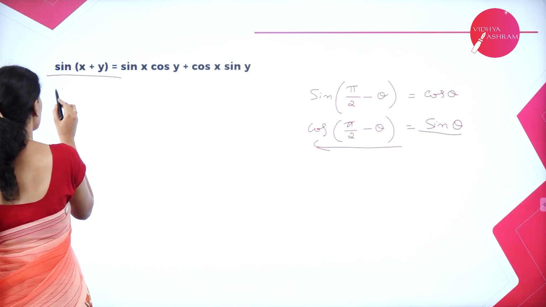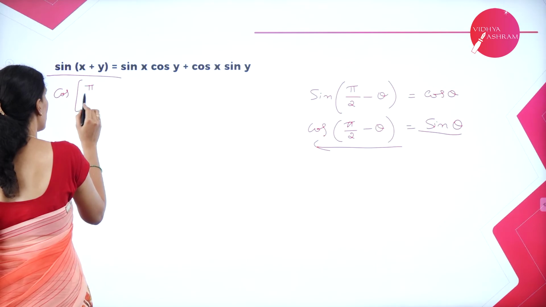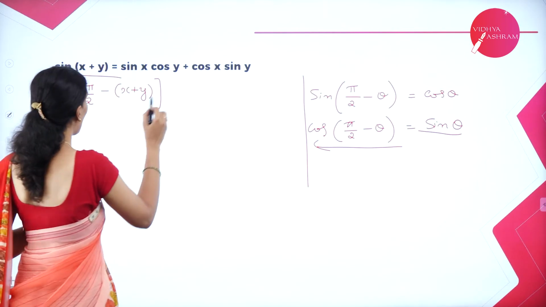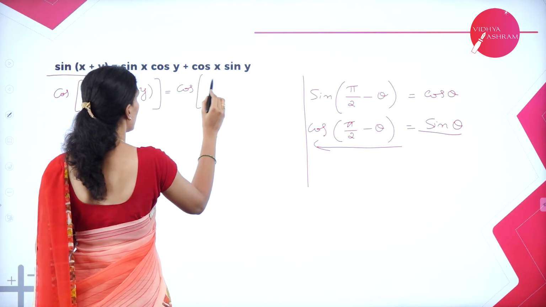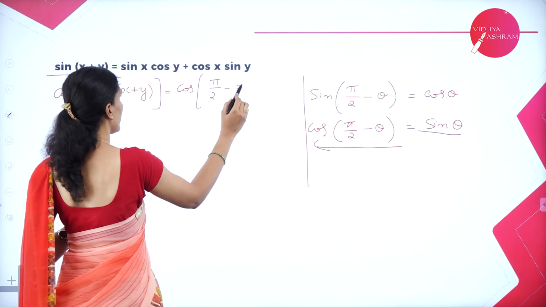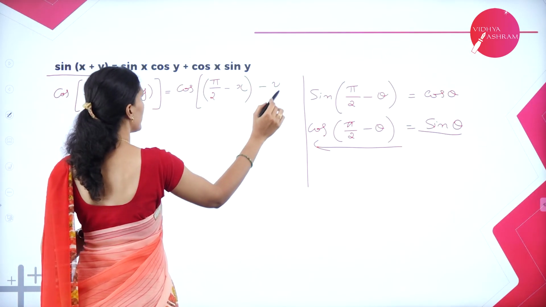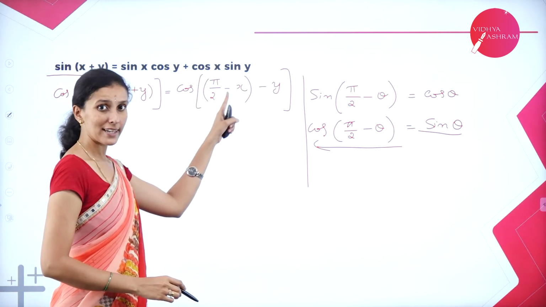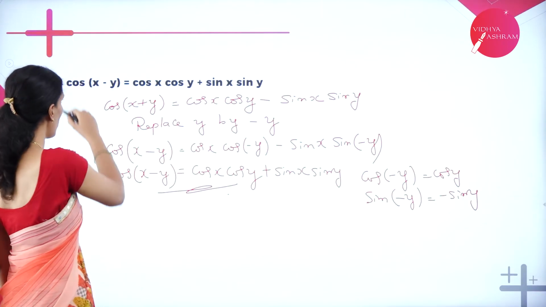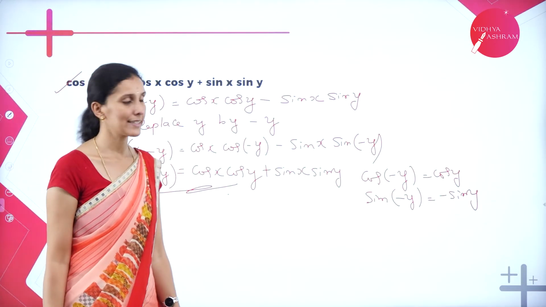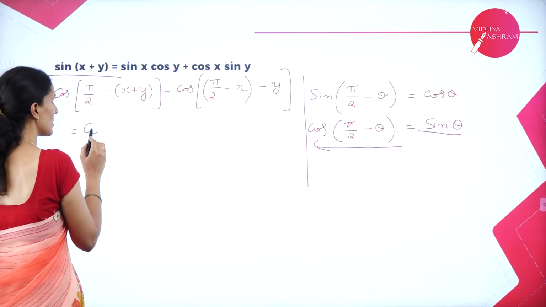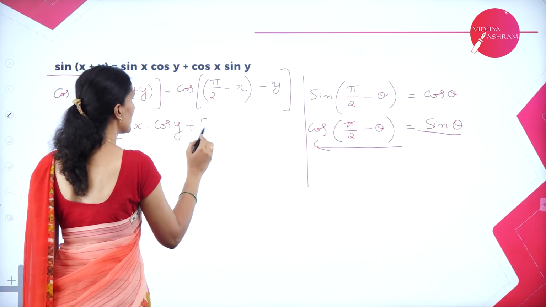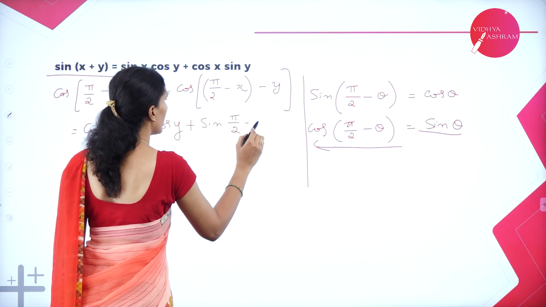So what happens here? This is cos of (pi by 2 minus (x plus y)). Let me write this as cos of ((pi by 2 minus x) minus y). Now this is your x term, this is your y term. Now this is in the form of cos(x minus y). What is cos(x minus y)? cos x cos y plus sin x sin y. I'll apply it here. So this is cos(pi by 2 minus x) into cos y plus sin(pi by 2 minus x) into sin y.